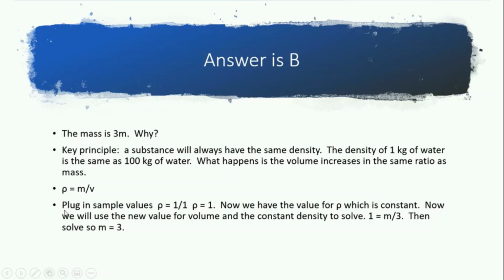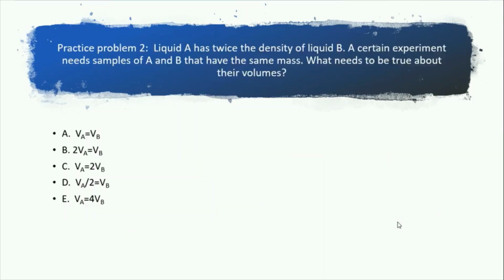And what I'd like to do on this is plug in some made up values. They didn't tell us what M and V were, so I just picked 1 and 1. It's just an easy way to start. And I said, okay, so my density is now going to be 1. So then we have the value for density, which is going to remain constant, so we're going to use that 1. And then they said the volume changed to 3. So instead of using our original 1 for volume, I'm going to substitute in 3. And then we want to solve for mass, which would come out to 3 when we do the algebra on it.